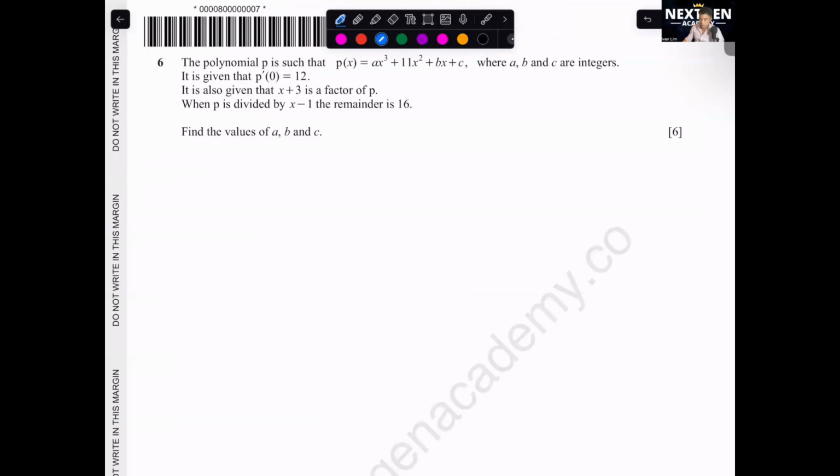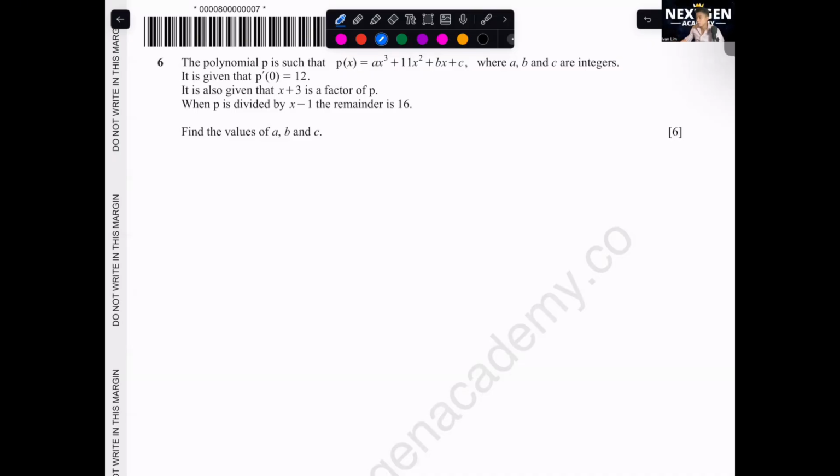A polynomial is such that p(x) = ax³ + 11x² + bx + c. P'(0) is equal to 12. It is also given that x + 3 is a factor of p. When p is divided by x − 1, the remainder is 16. Find the values of a, b, and c. Okay, quite a bit of information here.